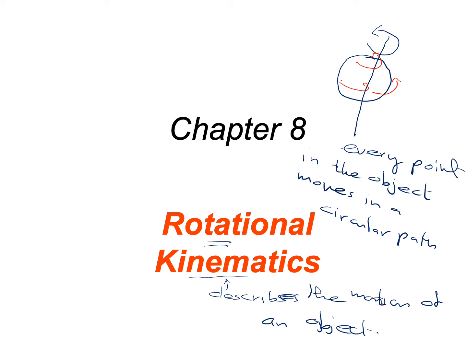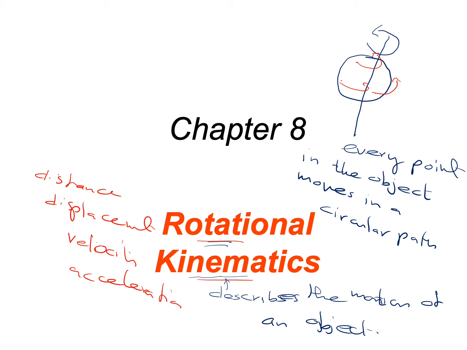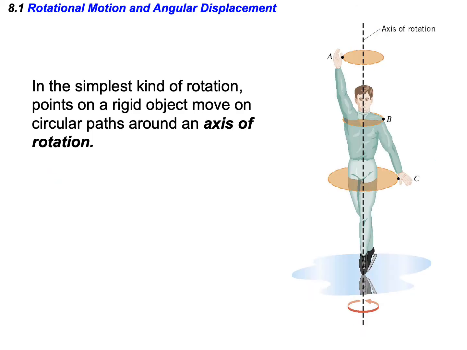So we're going to talk about rotational kinematics under this chapter. We're going to talk about distance or displacement, velocity, and we're going to derive equations for all these variables, and we have specific names for these different variables, and we'll talk about them in the next few slides.